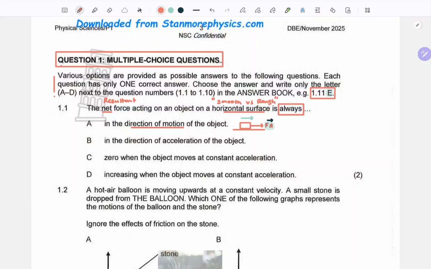But is it always the case? That's where the trick is. This is somewhat correct. It is possible. Now, how about if the very same object enters a rough horizontal surface?